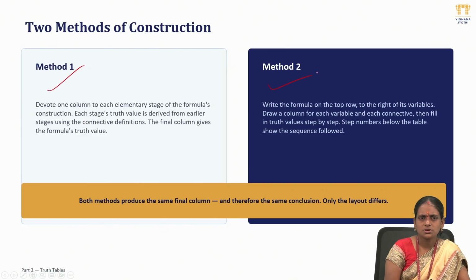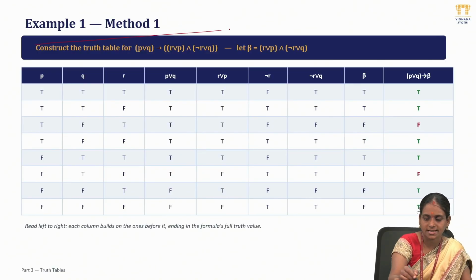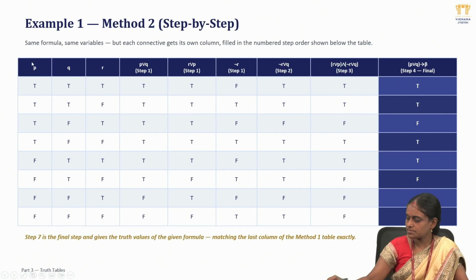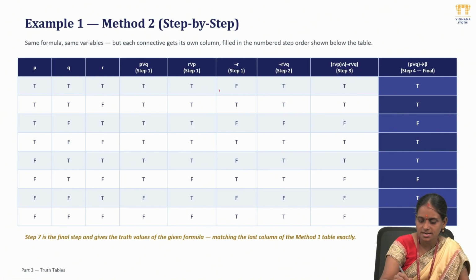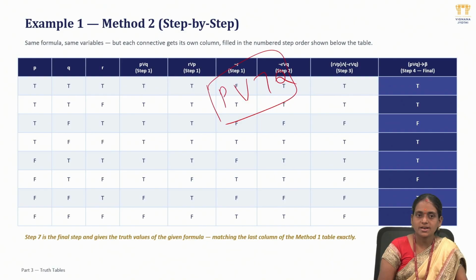From an exam point of view, you can use method 1 or method 2, whichever is convenient for you to follow. That is enough, so I will tell 2 methods here. Instead of taking this lengthy problem, if I consider a simple problem, you can see here, P OR negation Q. For this simple problem, I will tell 2 methods. From the 2 methods, you can apply them to the given example.